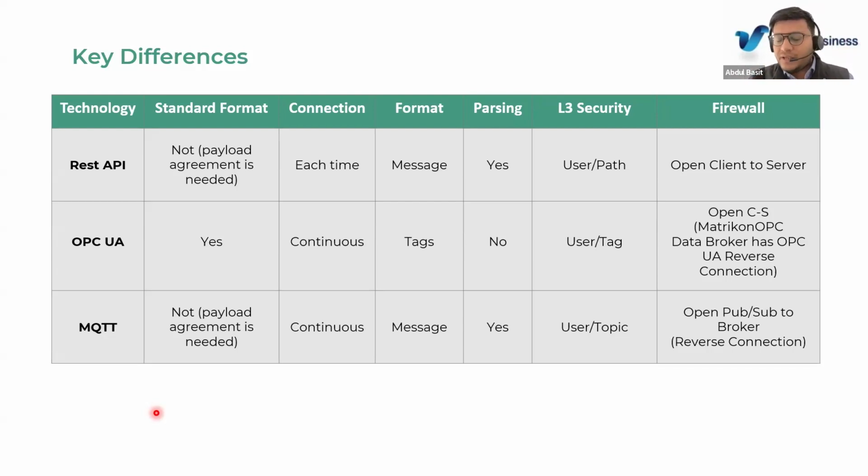And of course, in case of MQTT, you need to open from publisher to the broker. So it already incorporates the reverse connectivity feature. So you don't need to open any incoming port in your control firewall when you are using MQTT protocol. So these are the key differences and the key recommendations from our side.